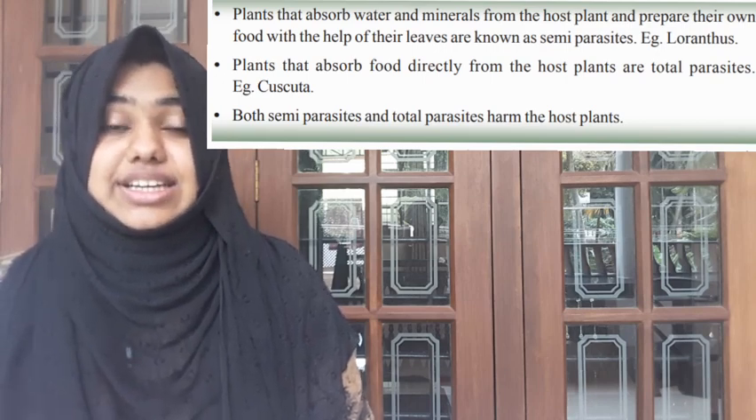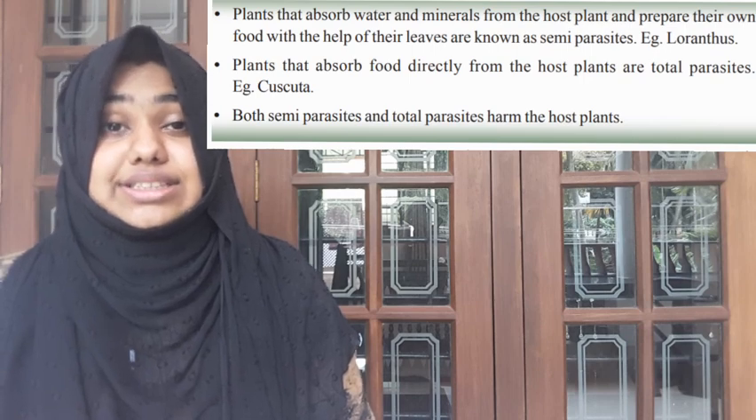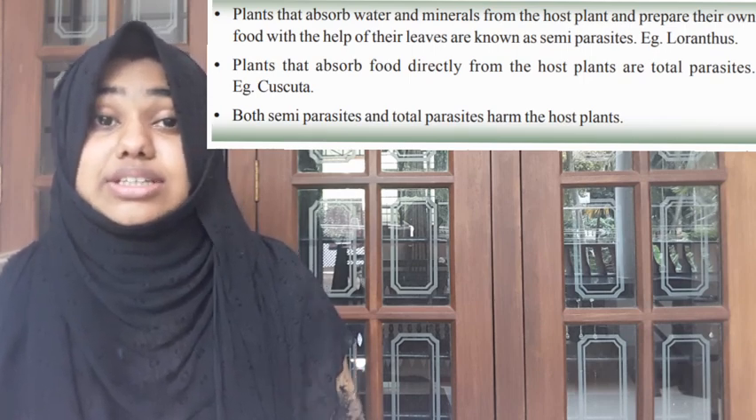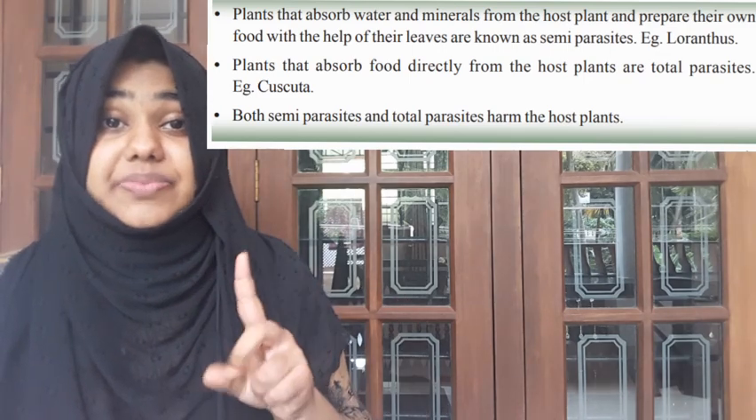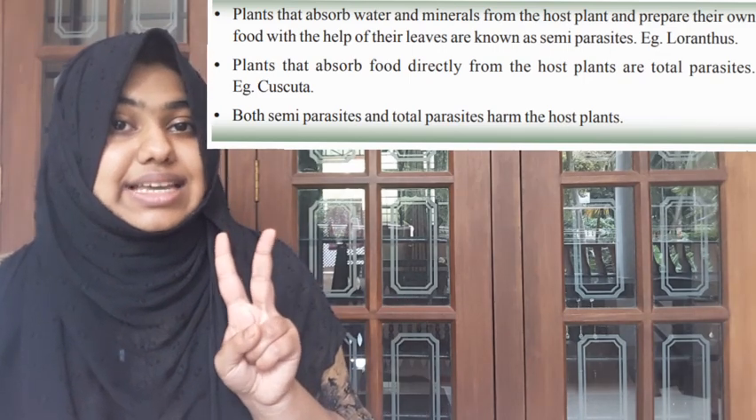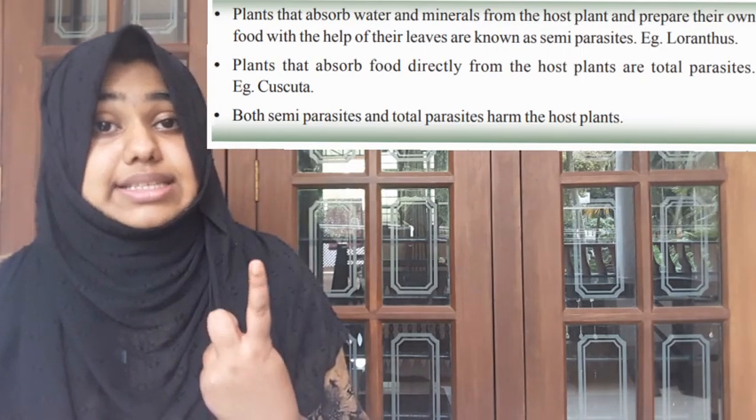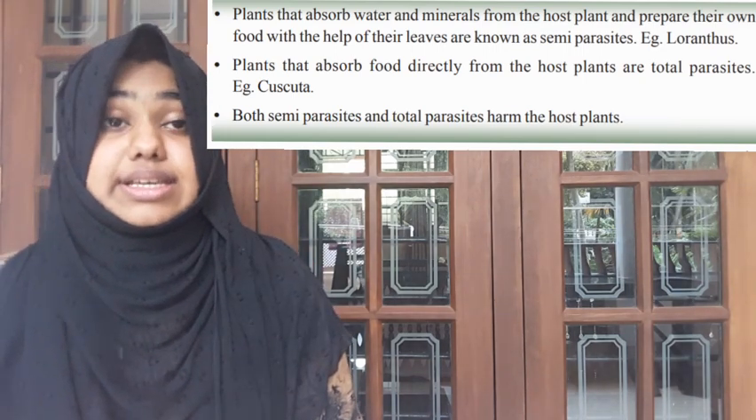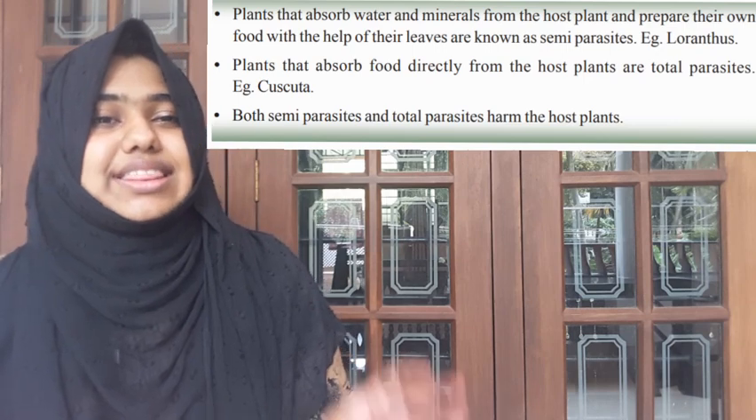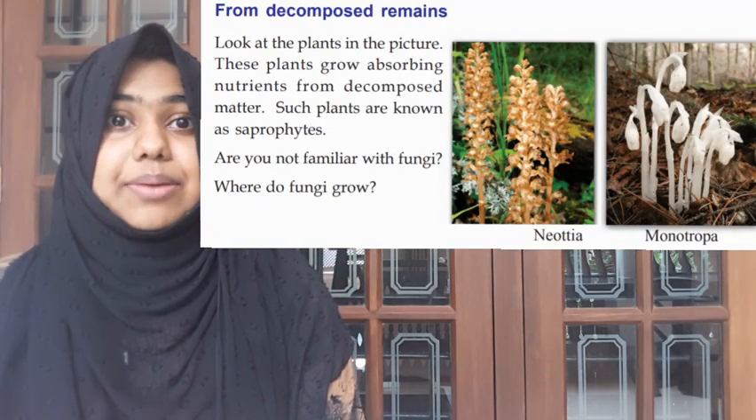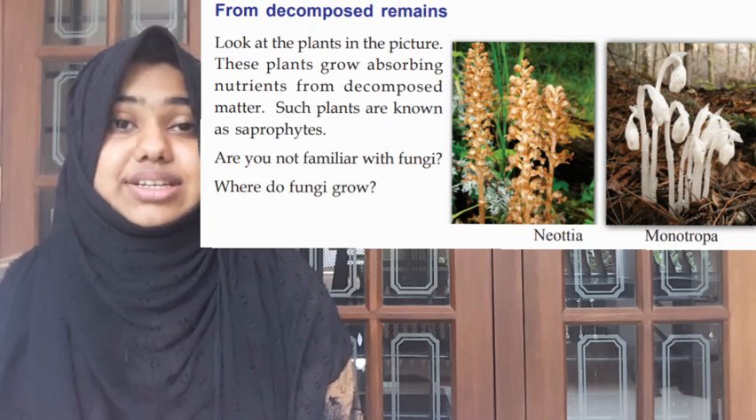So next, we are going to learn about another type. Now, what all types did we learn? We learned about epiphytes. Then we learned about parasites. In parasites, we learned about semi-parasites and total parasites. Now we are going to learn the third one, that is from decomposed remains.